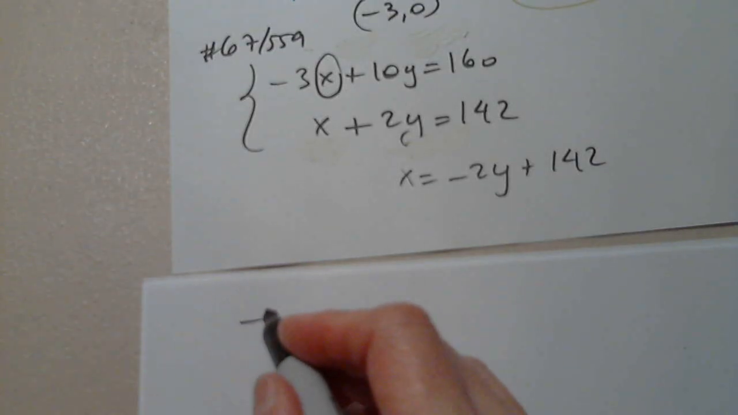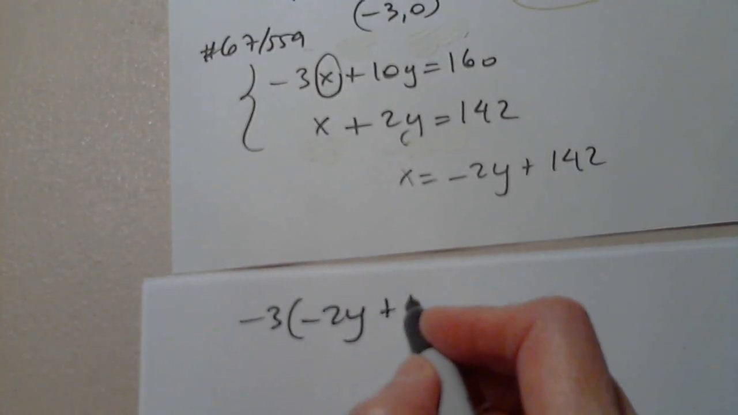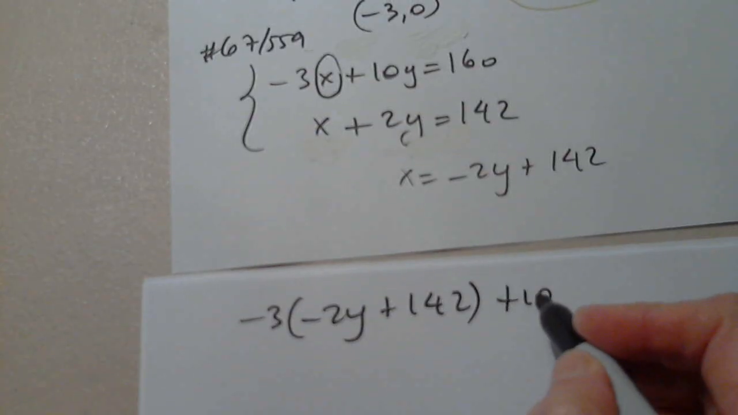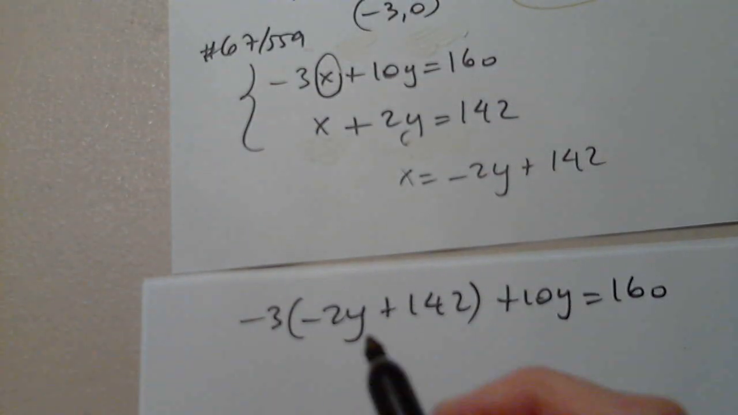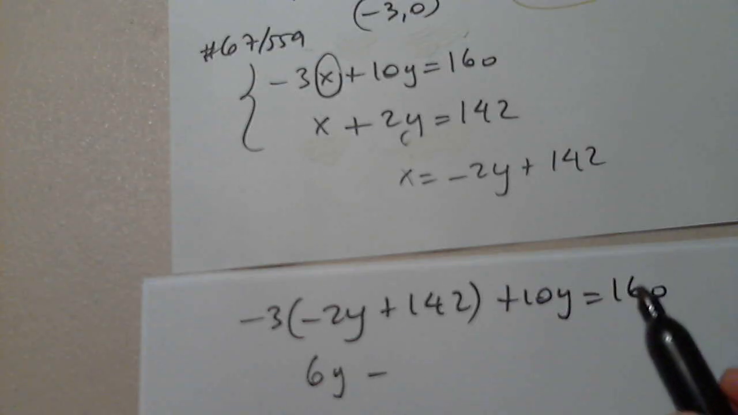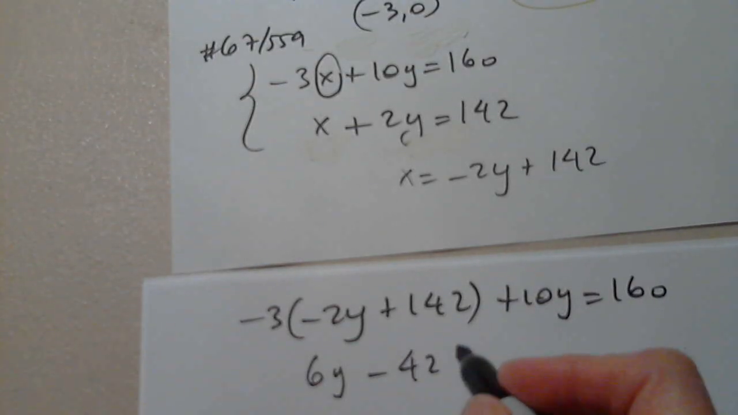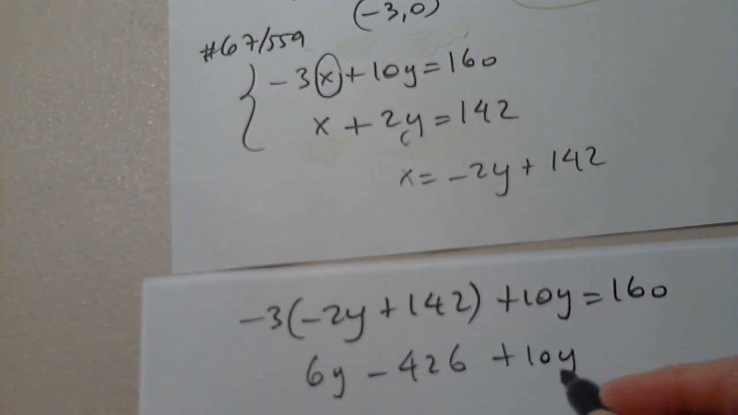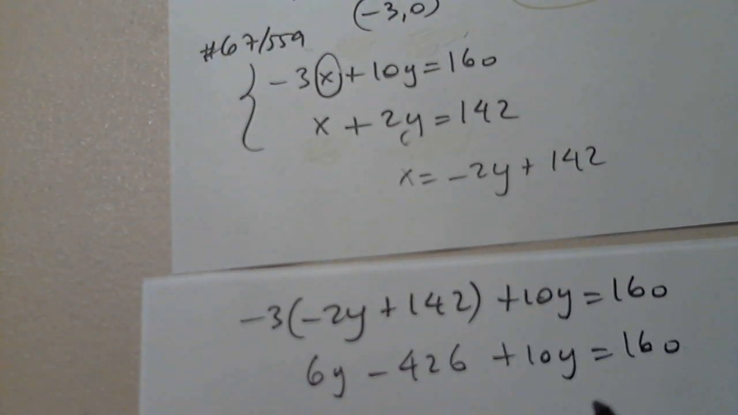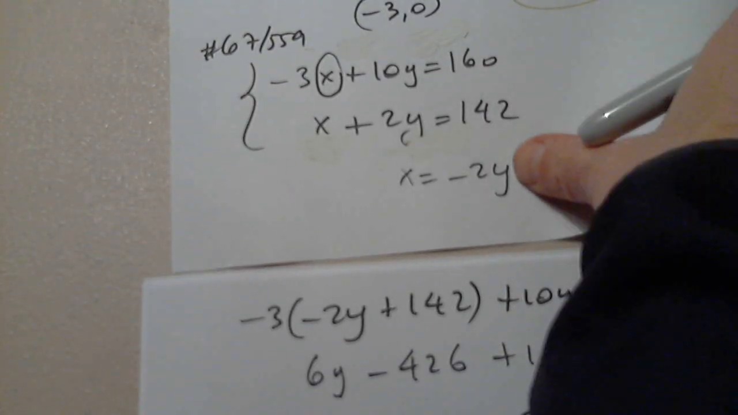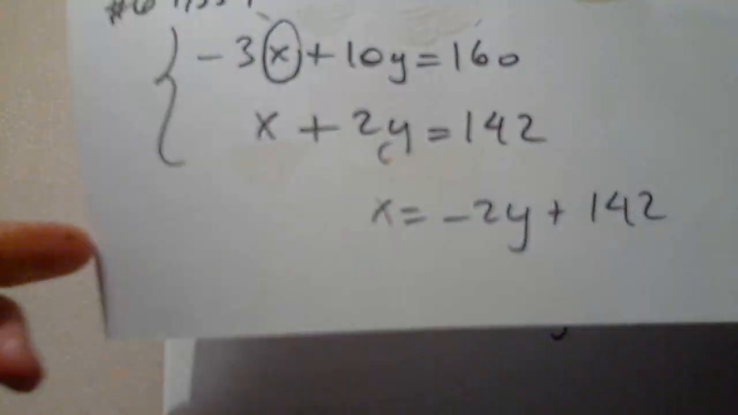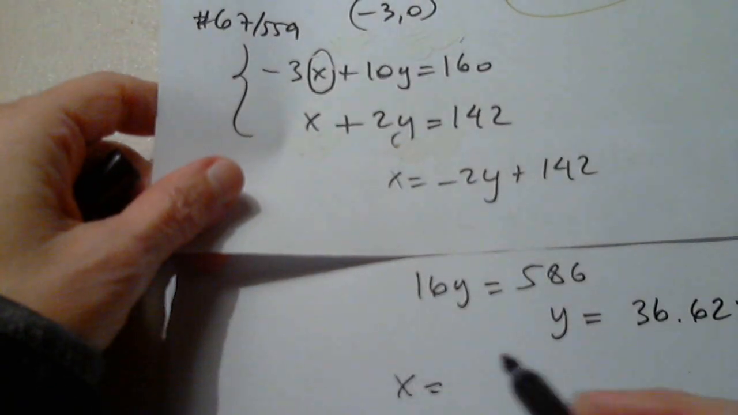Okay, one more time. Negative 3 times negative 2y plus 142, plus 10y equals 160. So 6y minus, this is still 426, plus 10y equals 160. So this is 16y, and this is indeed 586. So then y is indeed 36.625. Is this okay? Yes. Okay, now I have to find x.